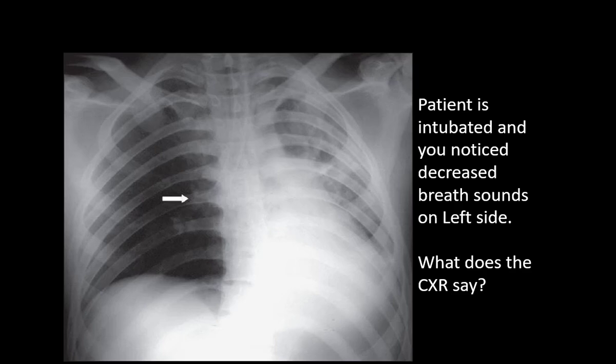Now what do you see here? A patient is intubated and you notice decreased breath sounds on the left side. What does the chest X-ray say? There is right endobronchial intubation. You can see this tube is going towards the right bronchus and there is some loss of aeration on the left side of the lung.